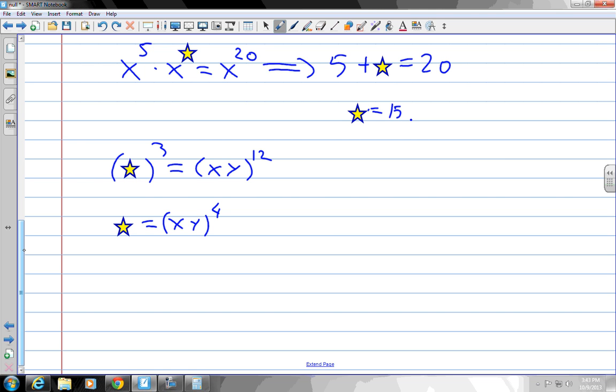Now, do you understand where he came from with that? He said you had something that you're cubing, and you're getting xy to the power 12. So first of all, you realize when you raise a power to a power, you multiply powers. So you're asking, what times 3 equals 12? That's where 4 comes from. So that's what star is, right? The star is inside the parentheses, so if I replace star with that expression, it will have the cube on the outside. So yes, you're right, all that will go inside the parentheses. Does that make sense? Good.